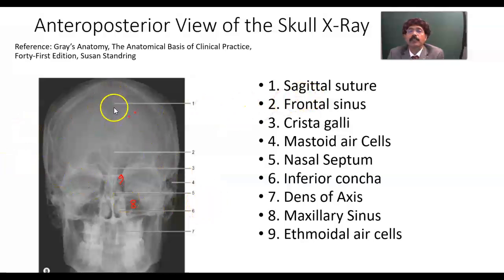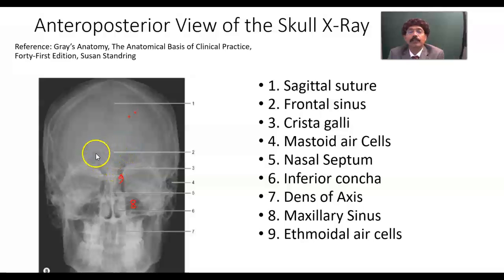Sagittal suture is the suture between the two parietal bones, and this is an example of a fibrous joint. Then frontal sinus, this is the frontal sinus here.